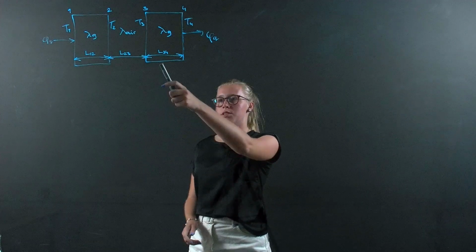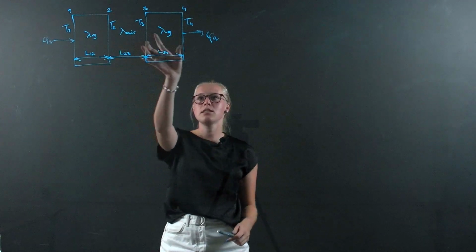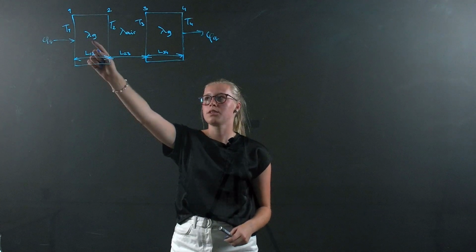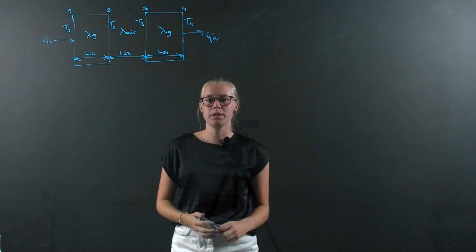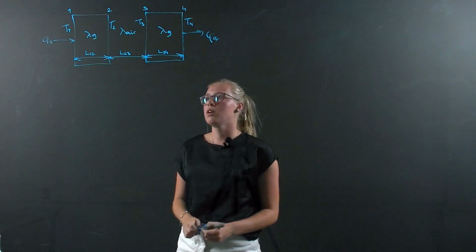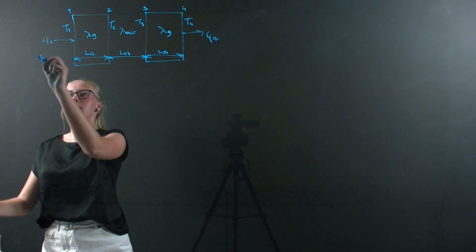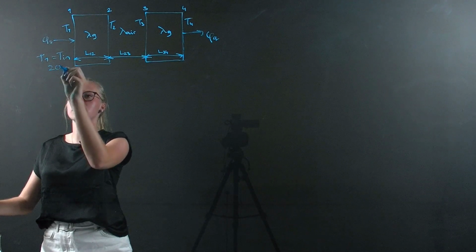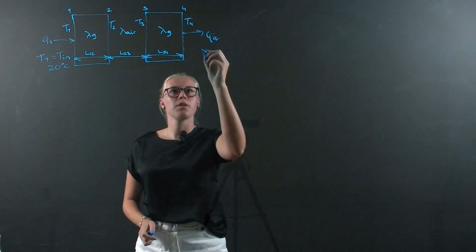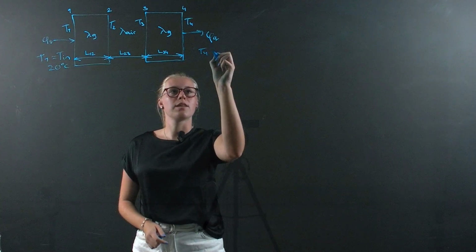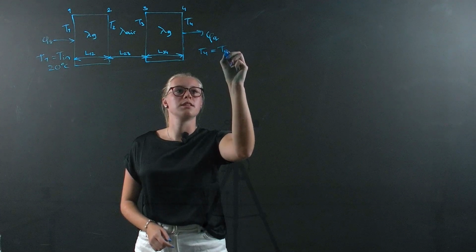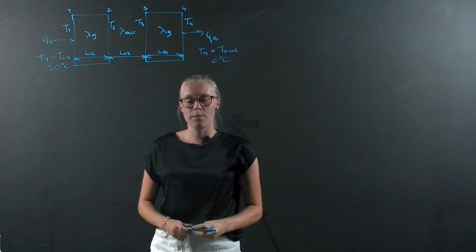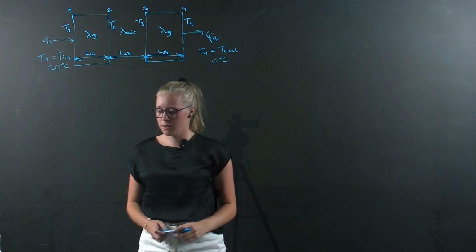First we draw a sketch of the situation with the two glass plates and the air gap in between. And we state the thermal conductivity over here and the distance between the plates as L. We assume that the temperature T1 is equal to the temperature on the inside, so 20 degrees Celsius. At the other side, we assume that the temperature T4 is equal to T of outside, so 0 degrees Celsius. And we also assume that this problem is steady state.